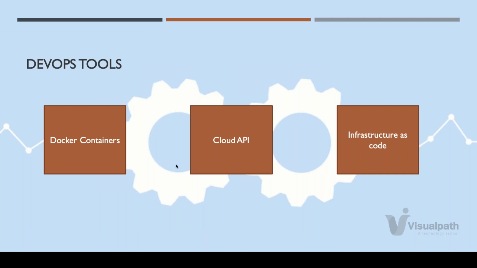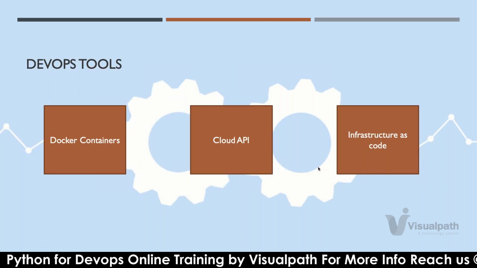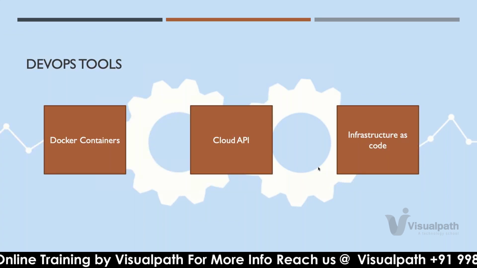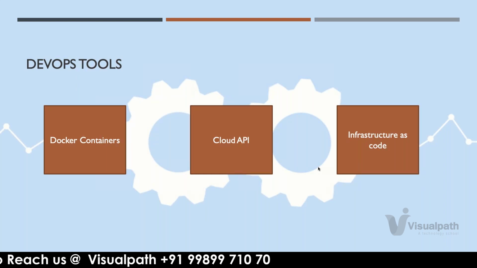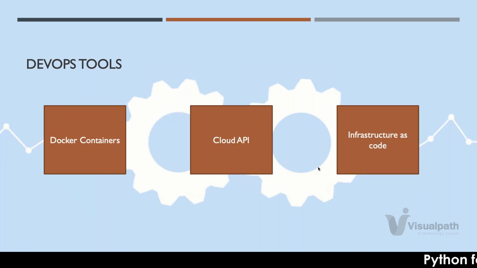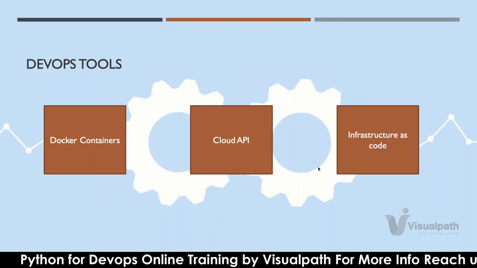Okay, so now I have segregated our course into three parts. One is Docker containers, the other is cloud APIs, and the other is infrastructure as code. When I mention DevOps, how do you get these tools? You may have that question, right? What tools are we considering, how do we get the tools, and what are we doing with those tools? Some of the tools we will be getting as Docker containers.